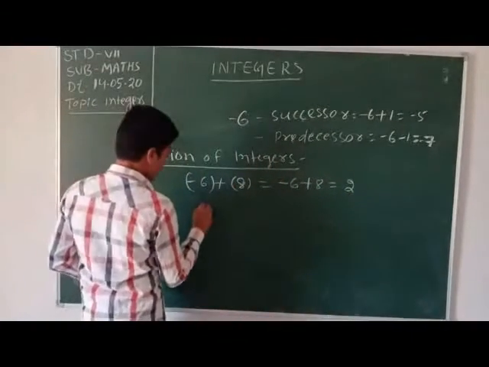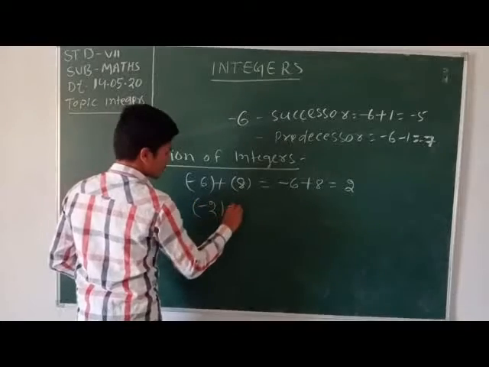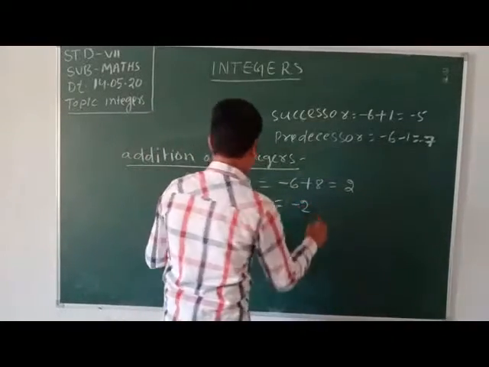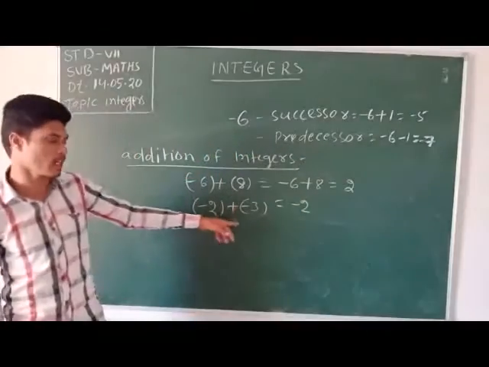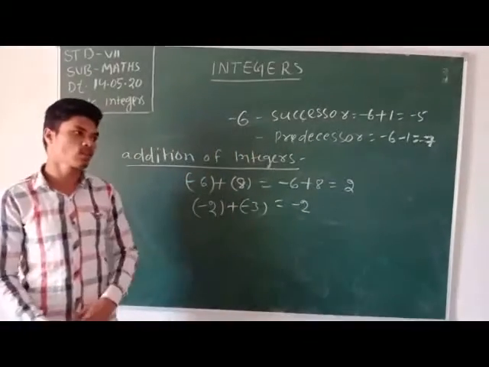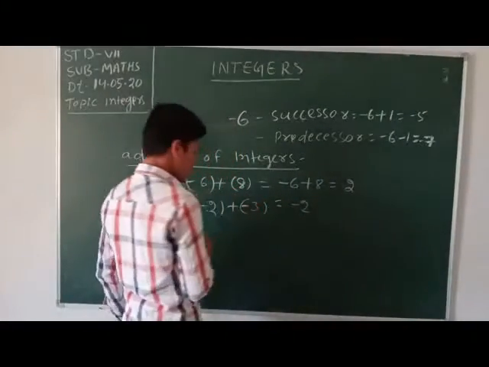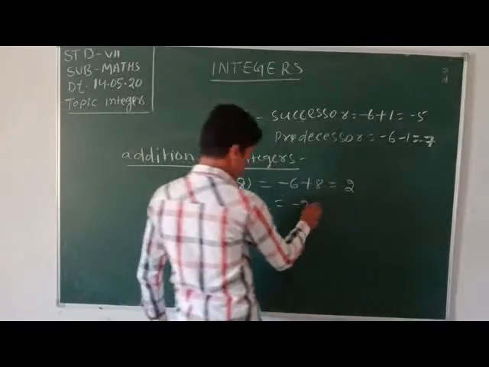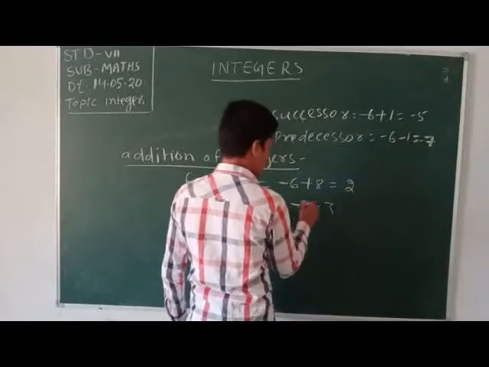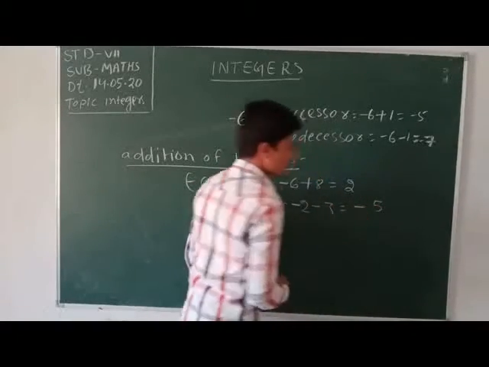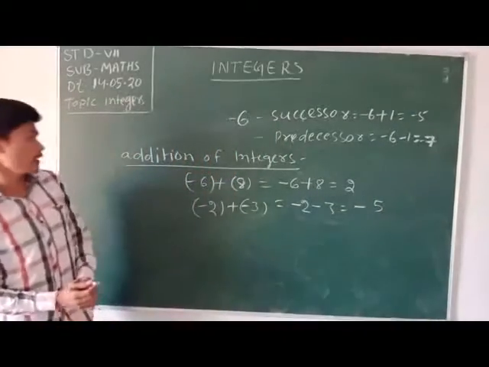Let minus 2 plus minus 3. When a plus sign is before the bracket, then already we know the rule: plus into minus. Now we learn plus into minus 3. Minus 2 plus 3 equals 5. Clear as I showed? That is how you add the integers.